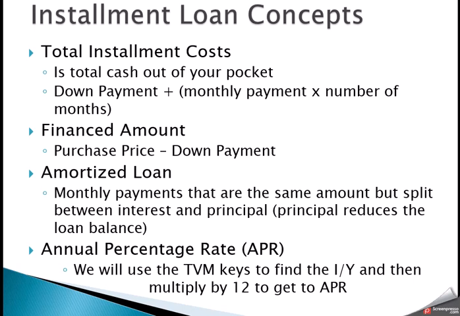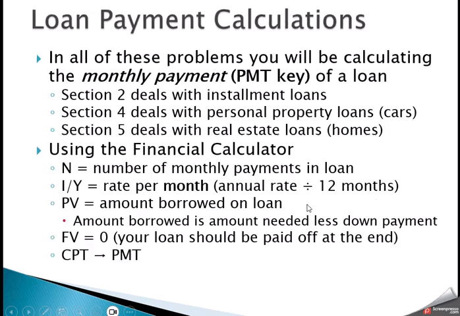A lot of times in the homework, they'll ask us to calculate our annual percentage rate. So we're going to go back again and use our time value of money keys, and we'll compute the IY. But what you want to remember is that when you compute the IY, it very well is going to give you a monthly rate if this is a monthly loan. So you've got to take one more step, multiply it by 12 to turn it into an annual percentage rate, because they're always going to want the annual percentage rate. In these sections, we deal with installment loans, personal property loans, and real estate loans. All of them are set up the same way using our financial calculators.